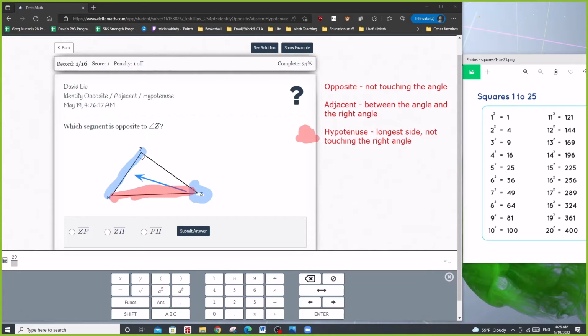Let me color code them for this one. Actually, let me use different colors for this. Make this purple. Make this one blue. And finally, let's make the adjacent pink, okay? Adjacent is between the right angle and your angle, okay? That's adjacent. This time we're looking for opposite to Z, so it would be PH.